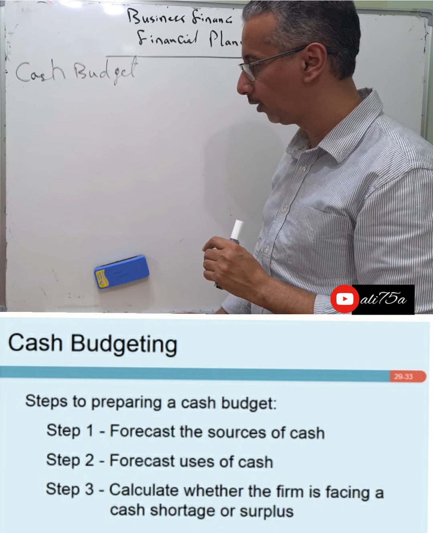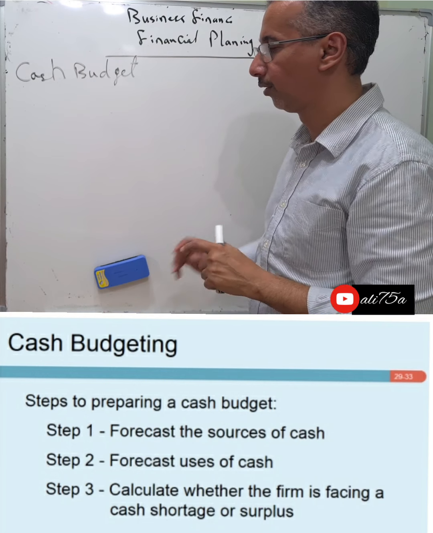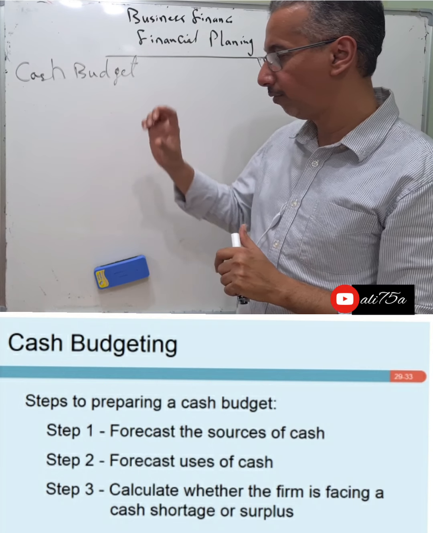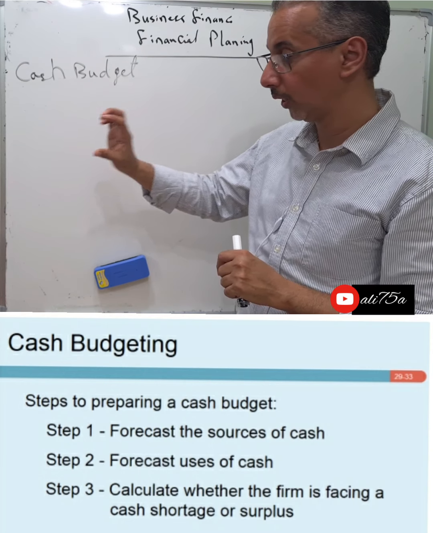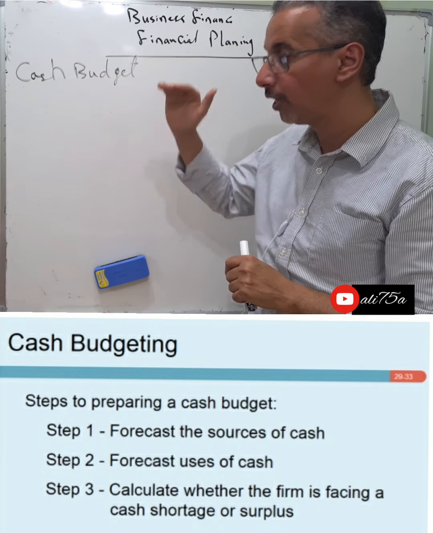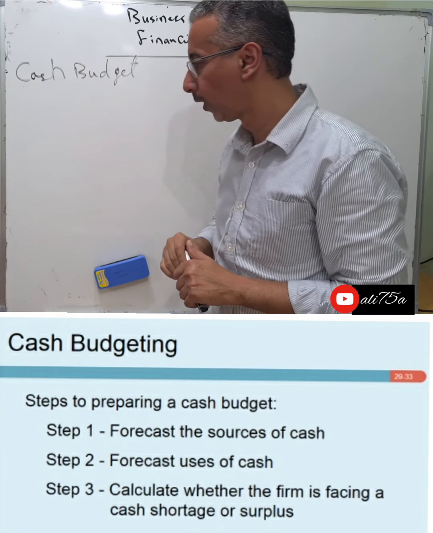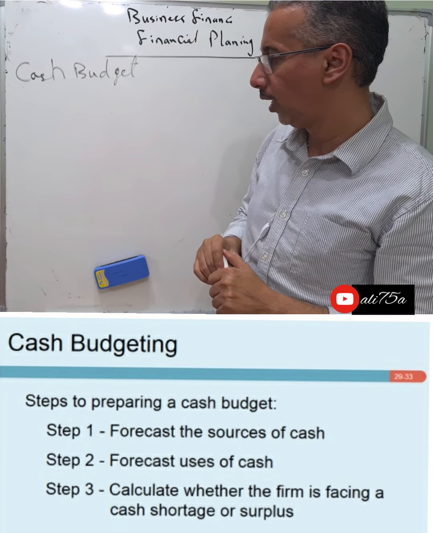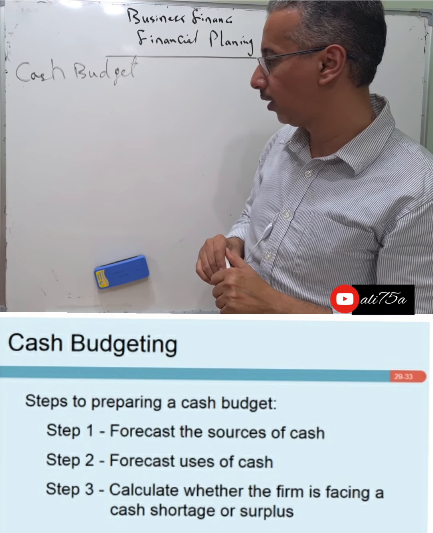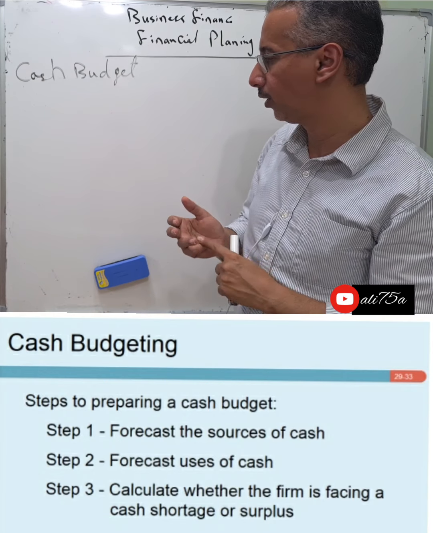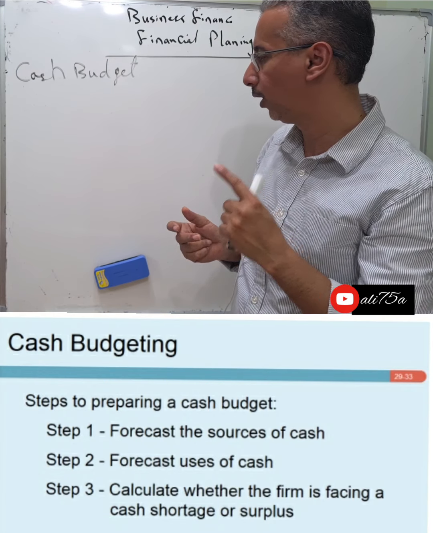We have a question here. The company forecasts sales, and this is the first part of the cash budget. It's not a full cash budget, only the first step, forecasting the source of the cash. The company has forecast sales in the first 3 months of the year, in million: January 60 million, February 80 million, and March.